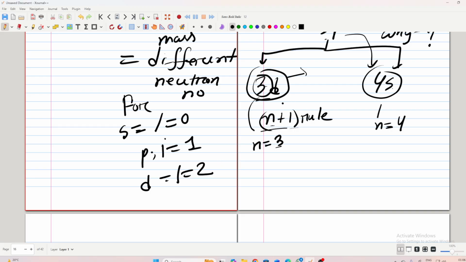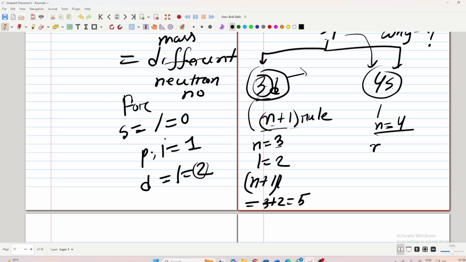So what is the value of n plus l? Here, for d, the value of l is 2, so n plus l equals 3 plus 2, that means 5. But for 4s, what is the value of n plus l? It is 4 plus the value of l, and for s, the value is 0. So 4 plus 0 means 4. That means here the value of n plus l is 4, and there the value of n plus l is 5.